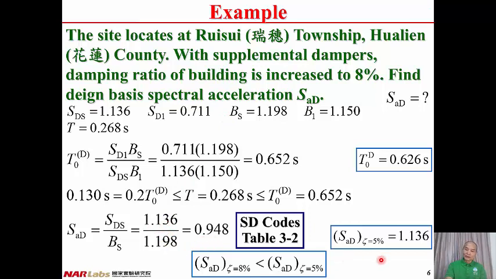From the previous lectures, we have the information about SAD for the damping ratio equal to 5%, equal to 1.136, and compare these two, and we found out that the design basis spectral acceleration for the damping ratio 8% is less than that for the damping ratio with 5%.